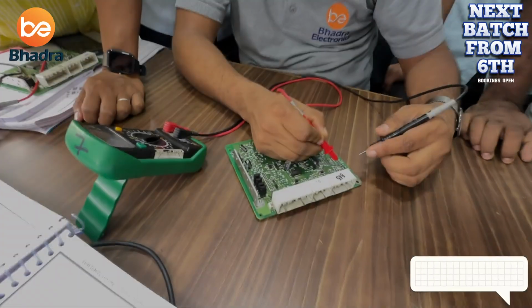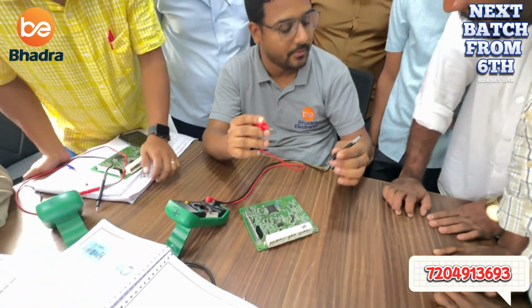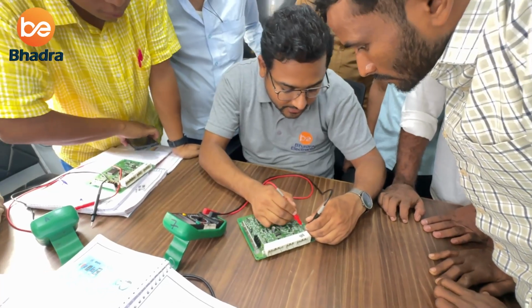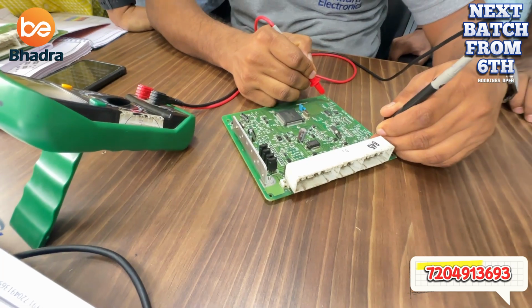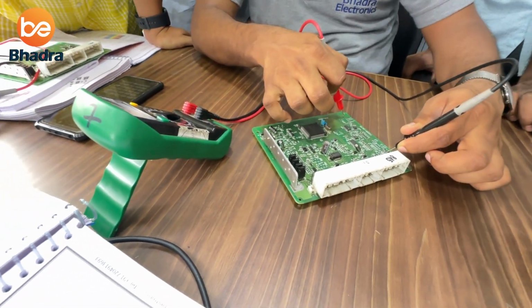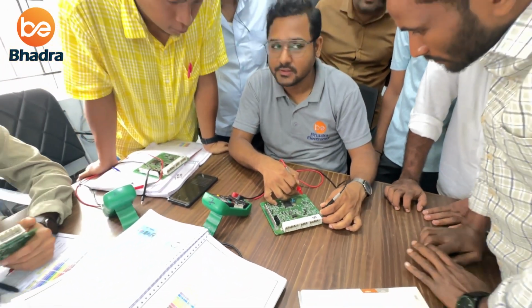Track. To check this, you can consider any terminal, no problem. Connect one end to here and just follow the line. From here to here, is the connection good or bad? Let's confirm. Good or bad? Good. You are getting continuity. It means the track is good.